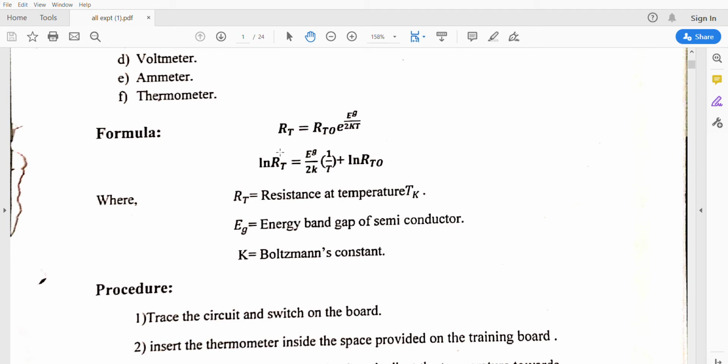To simplify this formula, we apply the logarithm on both sides. So ln RT is equal to Eg upon 2k times 1 upon T plus ln R0. From this we can write the formula with Eg as the subject. Here RT is the resistance at the temperature T kelvins, Eg is the energy band gap of the semiconductor, and k is the Boltzmann constant.